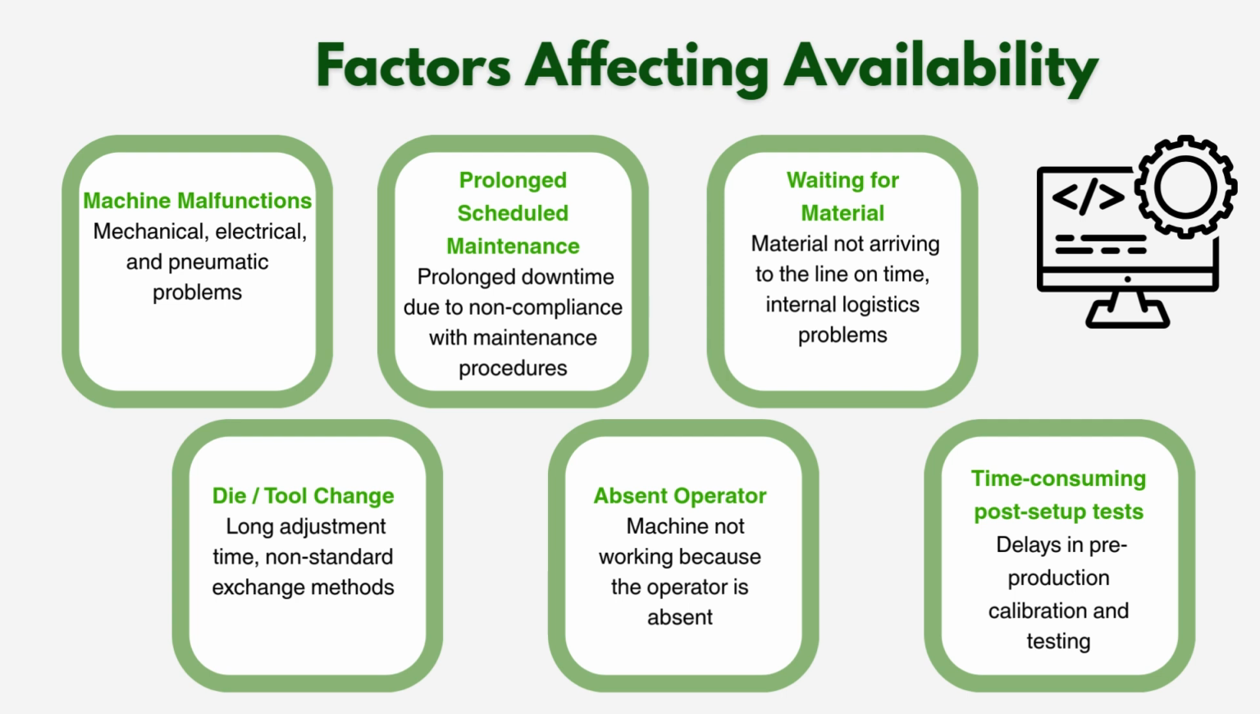There are several important factors affecting machine availability. Machine malfunctions are one of them. Mechanical, electrical, or pneumatic problems can cause interruptions in production processes. In addition, prolonged durations of scheduled maintenance are another factor. Failure to fully comply with maintenance procedures can cause these processes to take longer and result in production losses. Material waiting issues can negatively affect the production flow due to internal logistics problems or material not arriving on time. These factors directly impact machine efficiency and must be carefully managed in the production process.